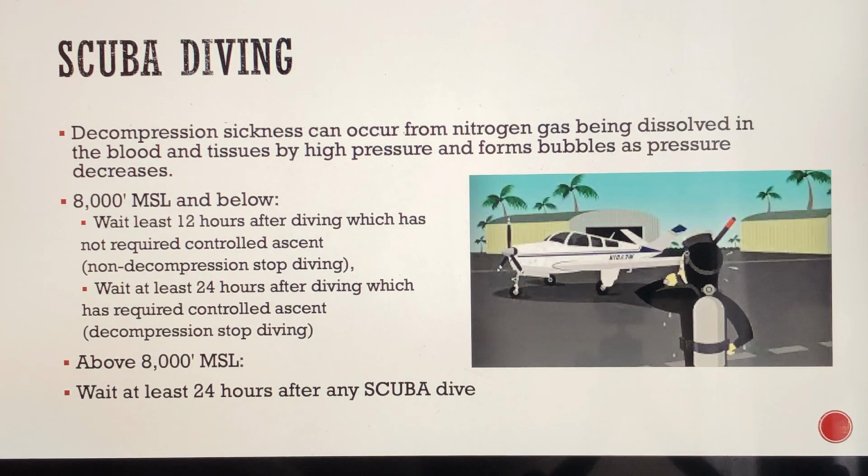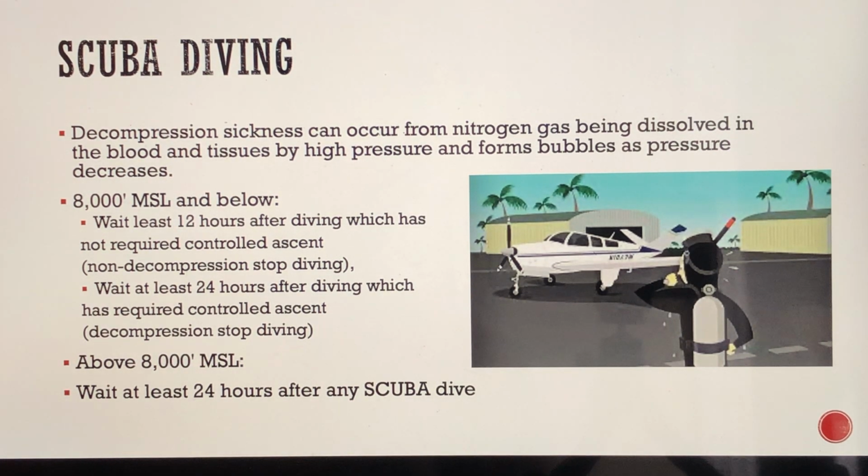I believe lastly is scuba diving. Scuba diving is important to remember because of the decompression sickness that can occur. This is when nitrogen bubbles that are dissolved in the blood and tissues by high pressure form bubbles as pressure decreases. So the rule with scuba diving and aviation is 8,000 feet. If you're flying at 8,000 feet MSL and below, wait at least 12 hours after scuba diving which has not required a controlled descent.